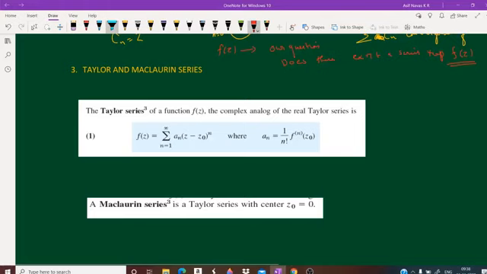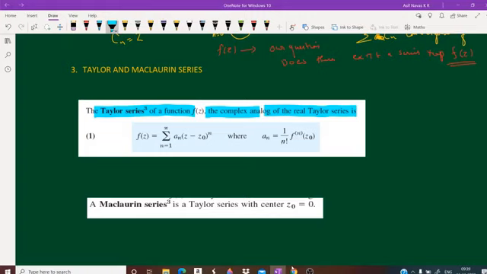Okay, the Taylor series of a function f of z, the complex analog of the Taylor series. That means we already know what a Taylor series is. We studied it in calculus. So that is the same thing. It is the same thing here, where instead of x we have z. That means it's a complex analog.